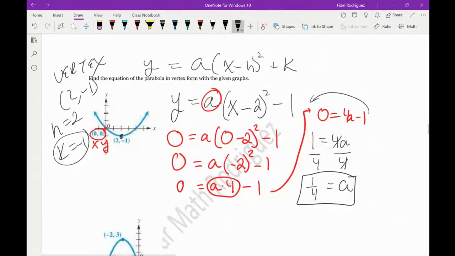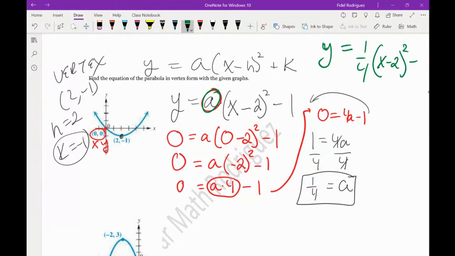So now when I rewrite my equation, instead of writing that a, we write 1/4. y equals 1/4 (x minus 2) squared minus 1.